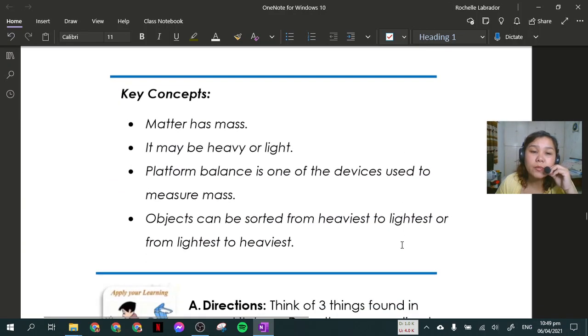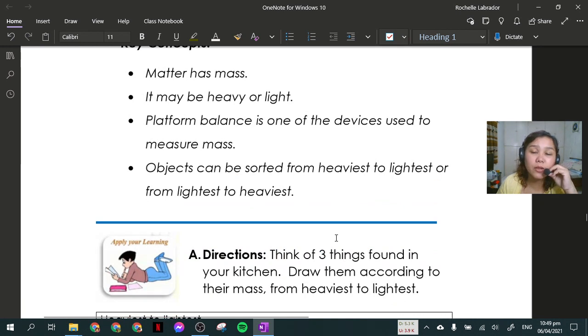Okay, the key concepts: matter has mass, it may be heavy or light. Platform balance is one of the devices used to measure mass. Yung sa market, those are also devices to measure mass. So objects can be sorted from heaviest to lightest or from lightest to heaviest. So that's it about mass. So aside from the color, shape, size, texture, smell, taste, sound, we can also tell its mass.